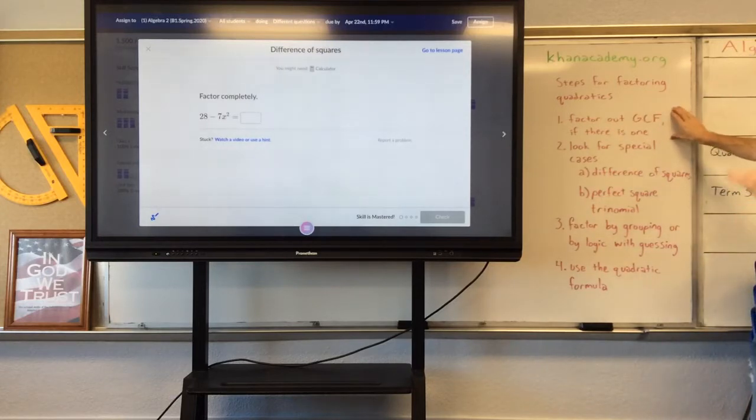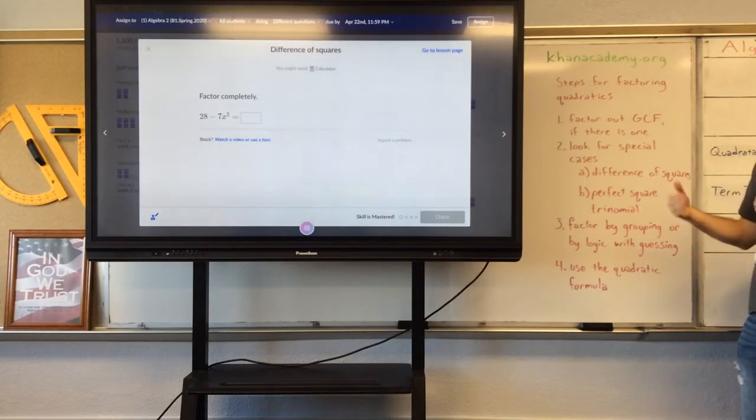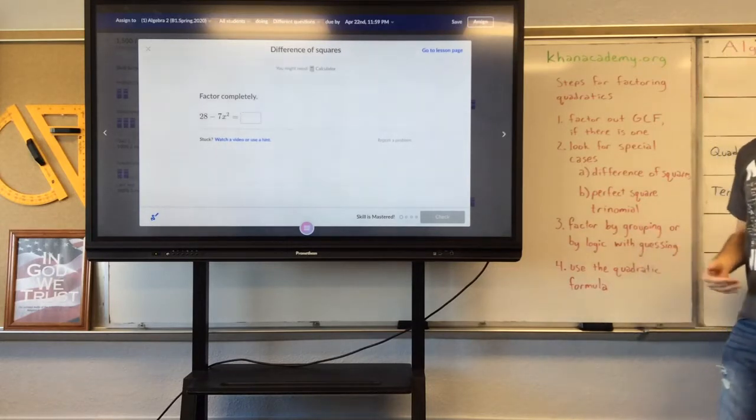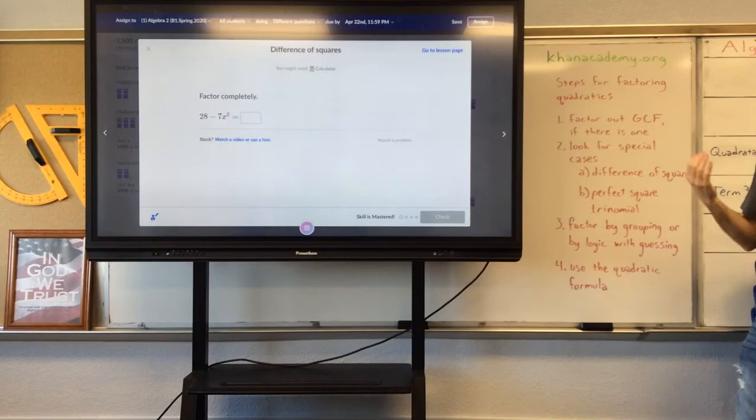We're going to take out the greatest common factor if there is any. Then we're going to look for special cases. Do we see a difference of squares? Do we see a perfect square trinomial? Those two cases have a pattern that's easy to factor from. And then if there's not that, then there's factoring by grouping or by logic with guessing and checking, which is a perfectly acceptable approach in mathematics. It's not shooting in the dark, it's thinking through what you have and making rational guesses from a list of possibilities that you know to be possibilities because they make sense.